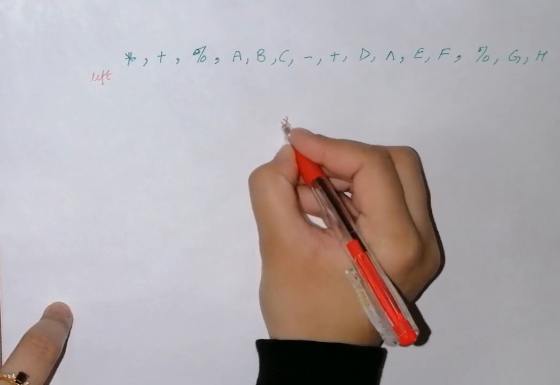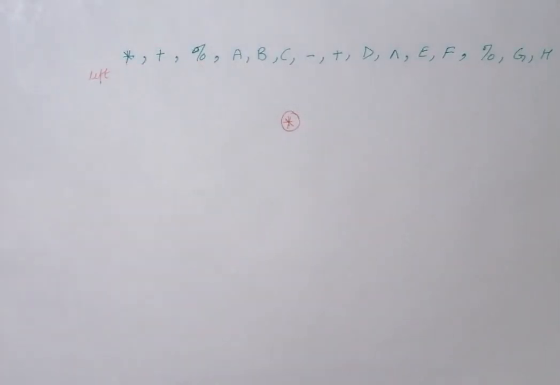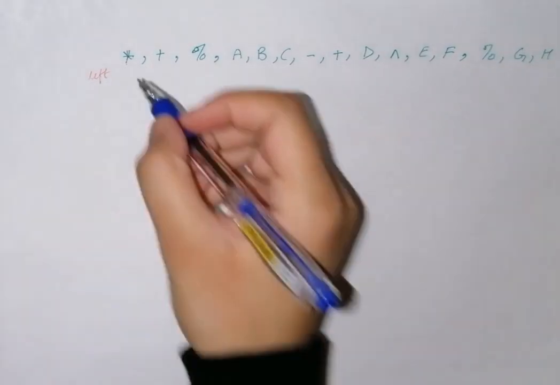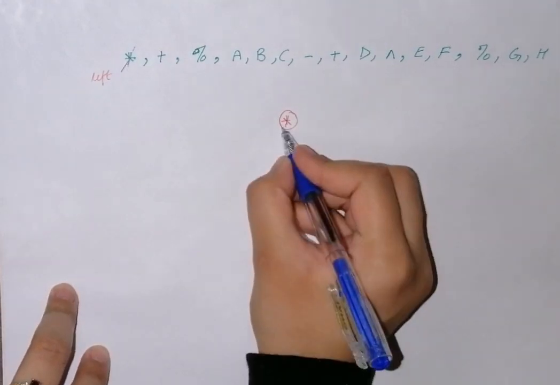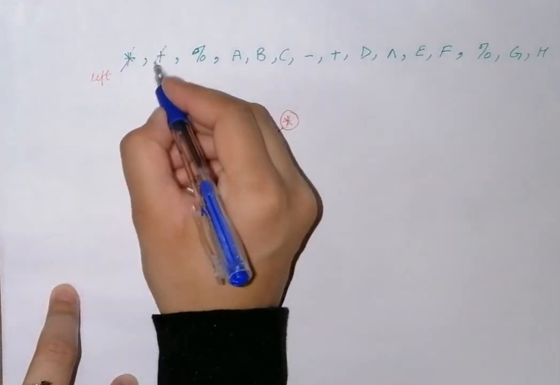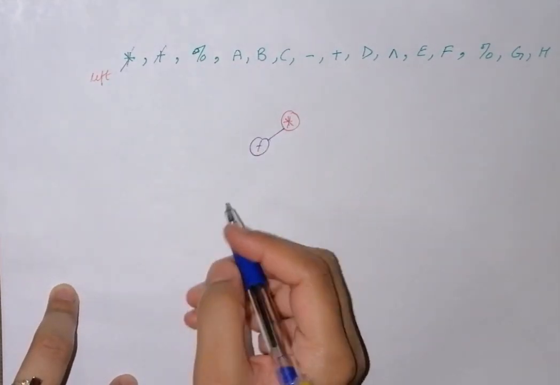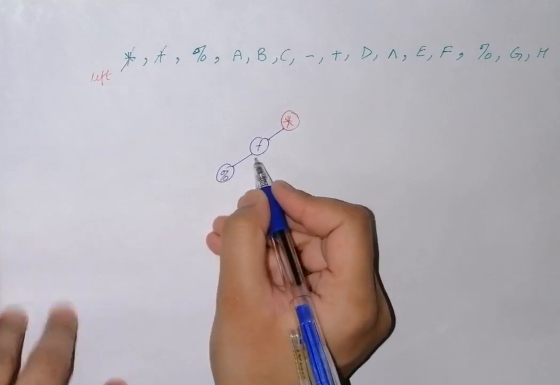So the first node, or root node, will become this multiplication. After inserting this multiplication, you can see I am moving towards the next node, which is this plus. This will become the left child of the parent node. Then again I have got multiplication, division will become again the left child of the parent node.